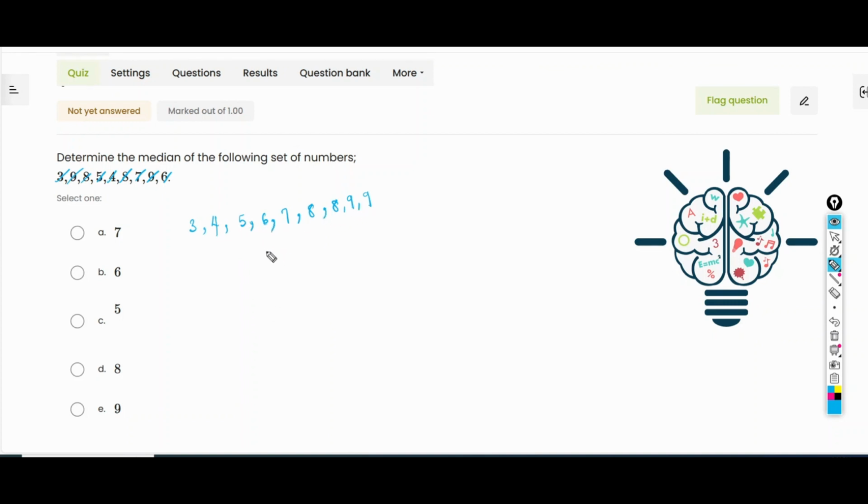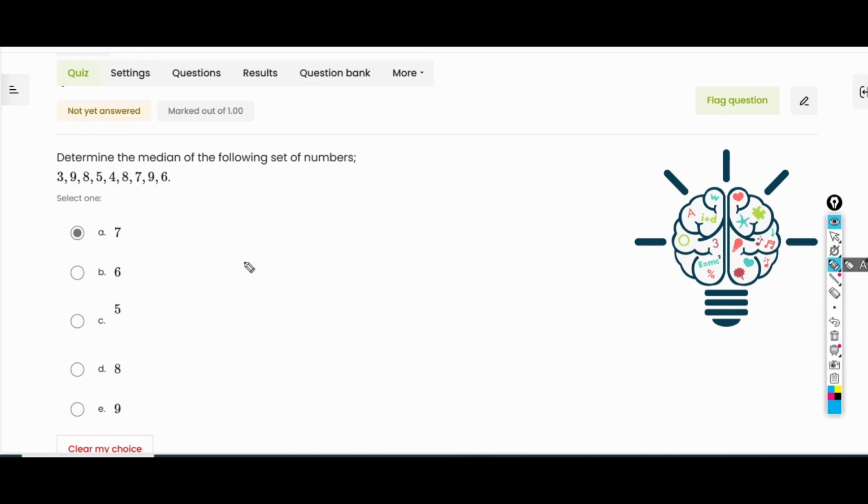Good. So the median value, the middle number, is 7, right? It's 7 because we had 4 on either side. So let me just do this again.